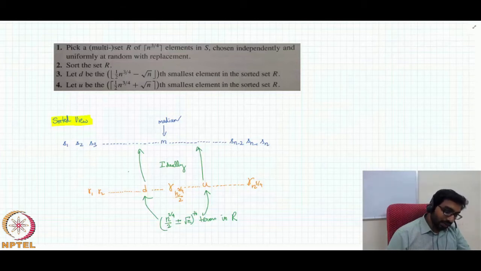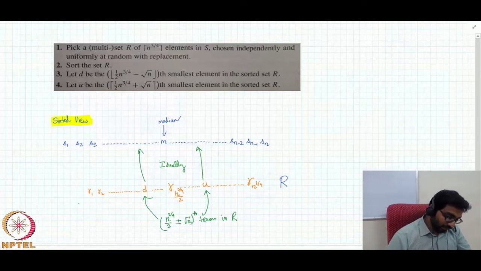And we are sampling a multiset R, which is this one over here, and we're sorting R. Once we sort R, it appears as R1, R2, and so on up to R_{n^{3/4}}, because the set R has cardinality n to the 3/4. This set R itself has a median, and that is this element over here.